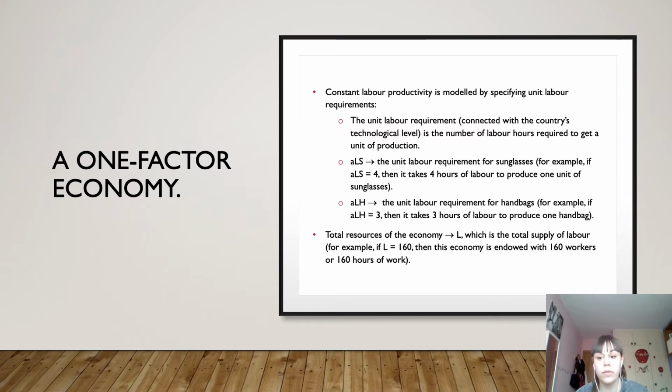The total resources of this economy, as I have said before, the only factor of production that we are going to find is labor. So this L is going to refer to the total supply of labor that we have. So for example, if L is 160, this means that we only have 160 workers or 160 hours of work for the two goods. So these hours of work or these workers must be shared between the two goods for their production.